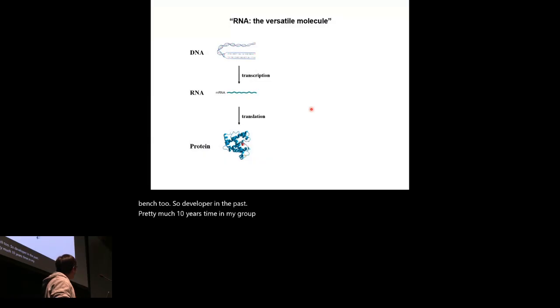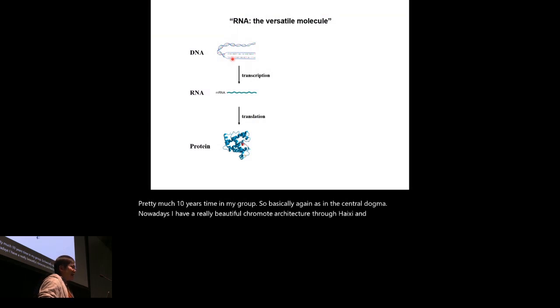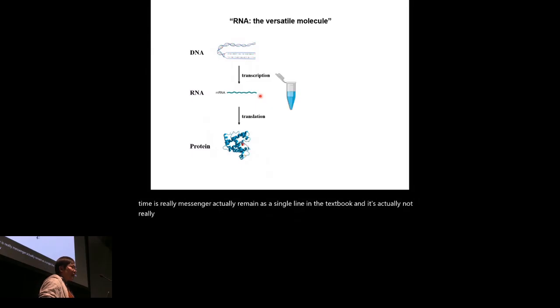Again, as in the central dogma, nowadays we have a really beautiful chromatin architecture through Hi-C, and the textbook is starting to change. And because of AlphaFold, you have really complicated structures like proteins. AlphaFold has generated a lot of beautiful 3D structures. The question for a very long time is that messenger RNA has remained a single line in the textbook. And that's actually not really the case.